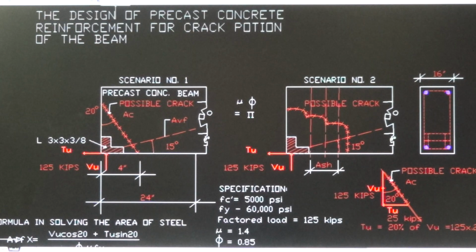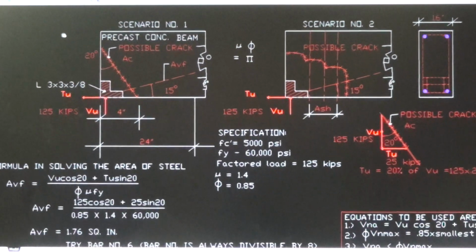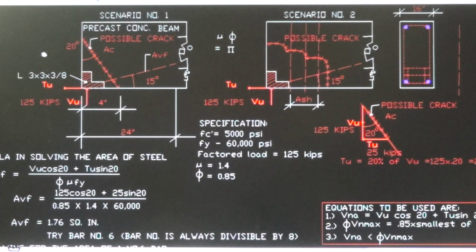The beam is right here, the precast concrete beam, and the beam is designed to sustain a shear load, a reaction load of 125 kips applied to the steel angle.